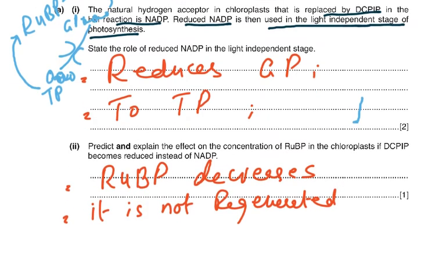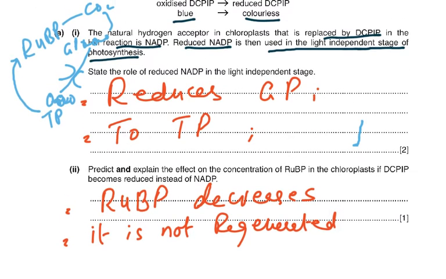Then it says predict and explain the effect on the concentration of RuBP if DCPIP becomes reduced instead of NADP in the chloroplast. So the RuBP will decrease, because the RuBP will combine with CO2 and come here, and then it will stop, because it cannot go from GP to TP as there is no NADPH. We have given the hydrogens to DCPIP, so the RuBP will decrease because it's not being regenerated, because we don't have NADPH. ATP may be present, but NADPH is not present. So RuBP decreases because it is not regenerated.